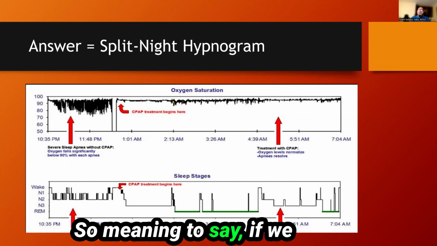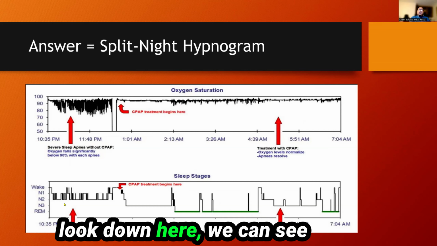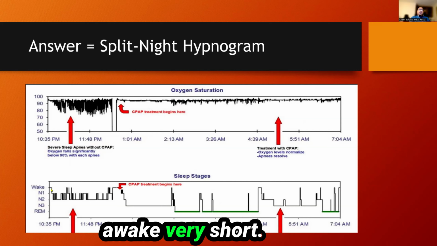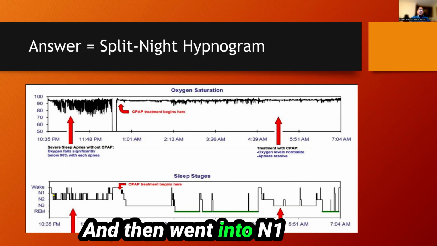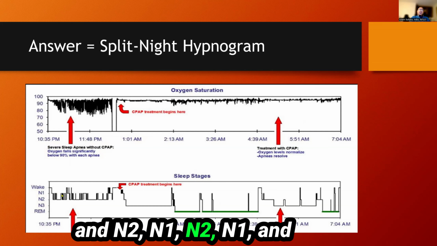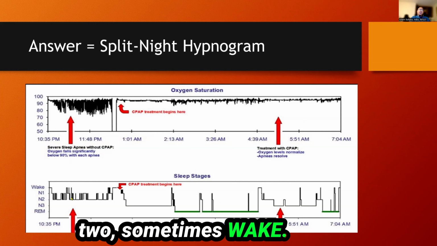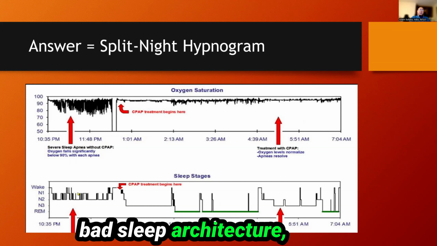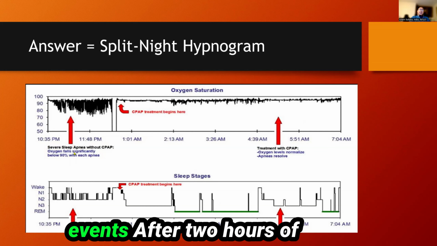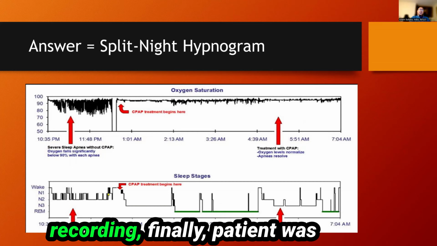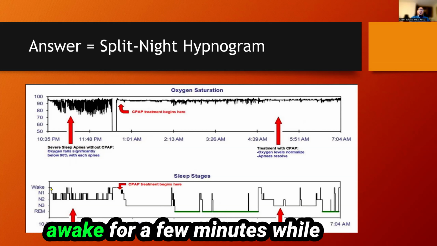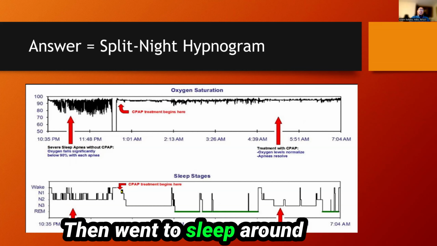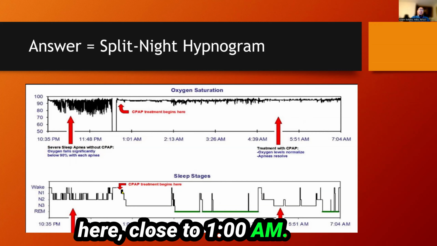Okay, so meaning to say, if we look down here, we can see exactly the whole story. The patient was awake very short and then went into N1 and N2, N1, N2, N1, N2, sometimes wake. So it's very severe, very bad sleep architecture because there are so many events. After 2 hours of recording, finally, the patient was awake for a few minutes while the CPAP was being applied, then went to sleep around here, close to 1 a.m.